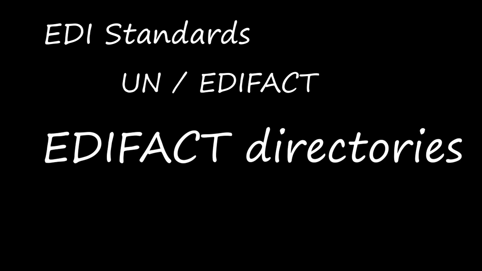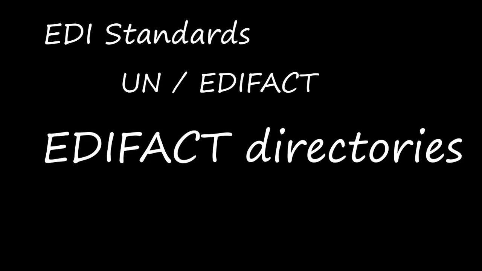EDIFACT directories have names like D.18B. It is like a version. D stands for directory, 18 is the year, and A or B will be there. It indicates the month of release. Here, EDIFACT versions are also called directories.